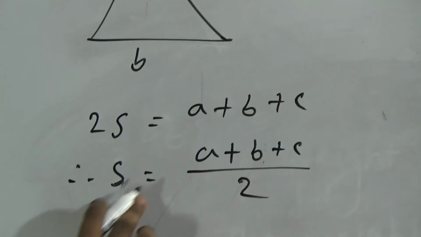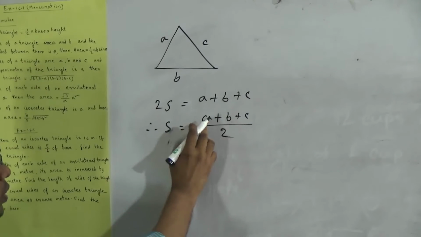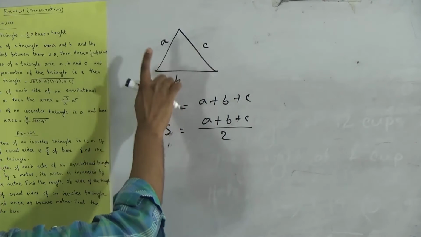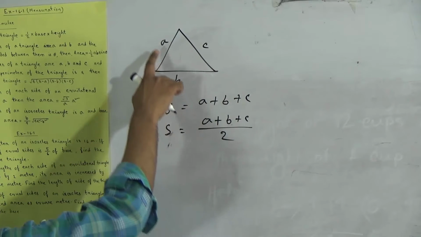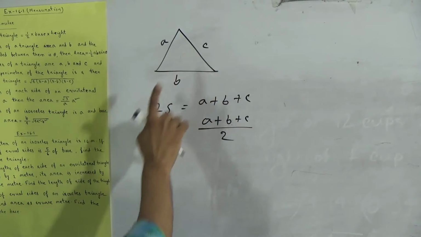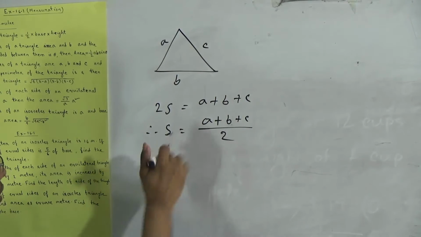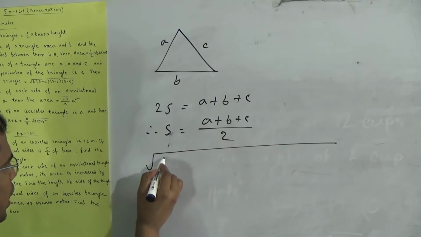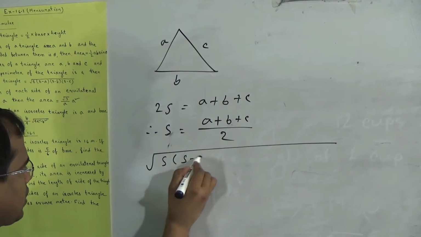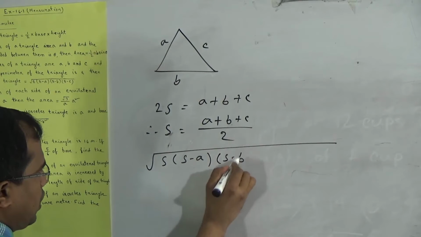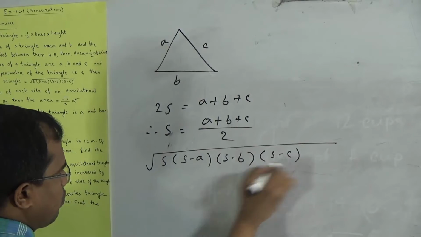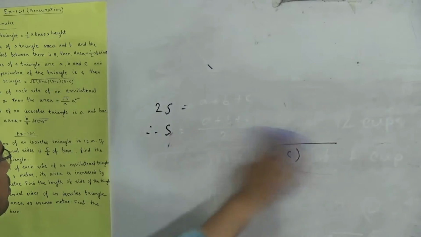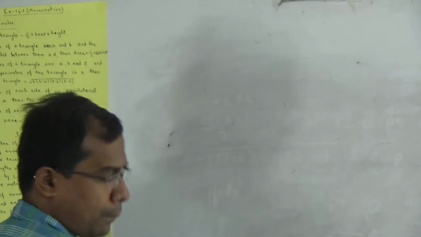S is the half of the perimeter, and this is equal to A plus B plus C by 2. Then the sides of a triangle are A, B and C, and half of the perimeter is S. Then the area will be root over S into S minus A into S minus B into S minus C.